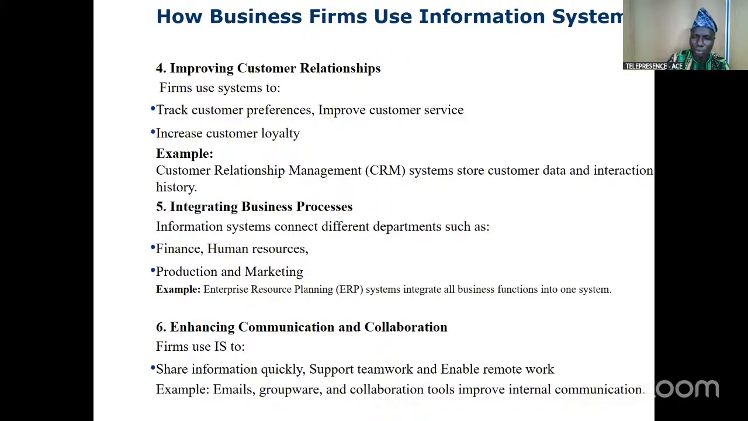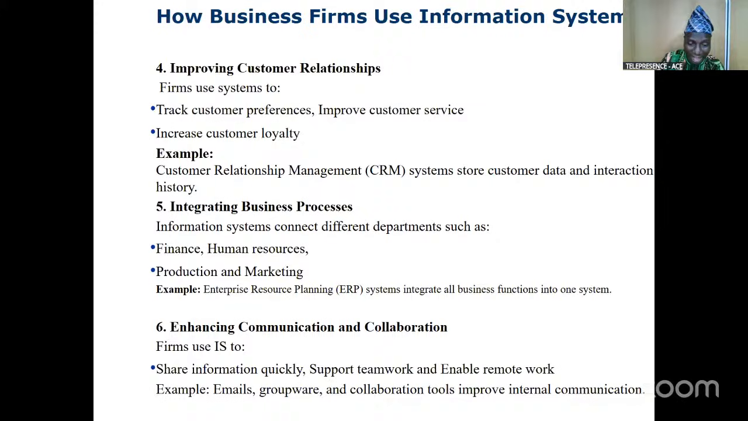How business firms use information systems. Number five, integrate business processes. Information systems connect different departments together. It connects finance with human resources, with production, and with marketing so that they can synchronize together to move the business forward. Systems integrate all business functions into one system.